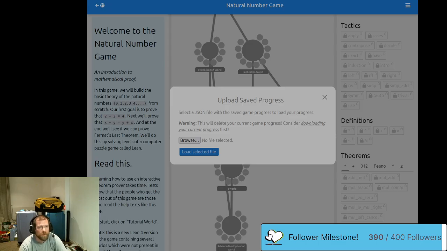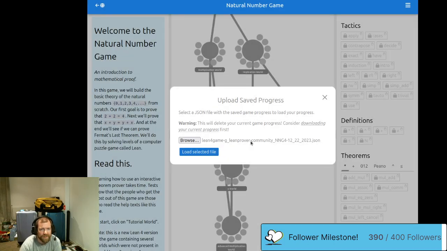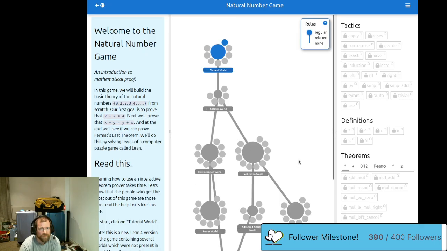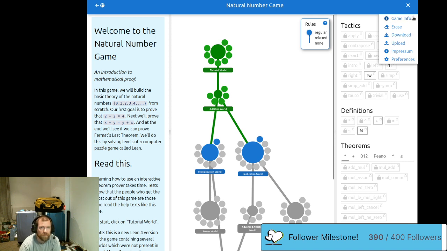I'm really glad that's hiding this window because it's got my name all over it. Completely didn't think about it. Load selected file. Really? There we go. Ugh. Well, that set us back a bit.